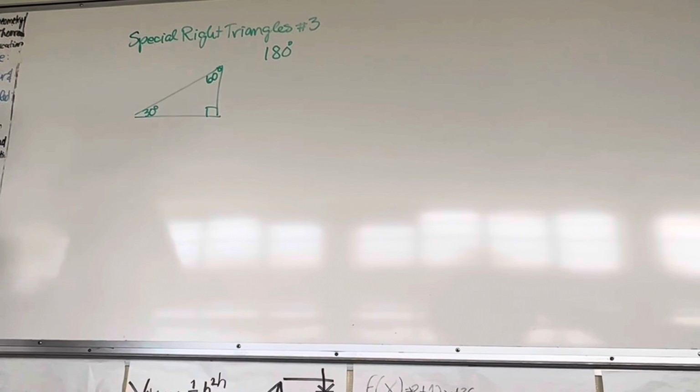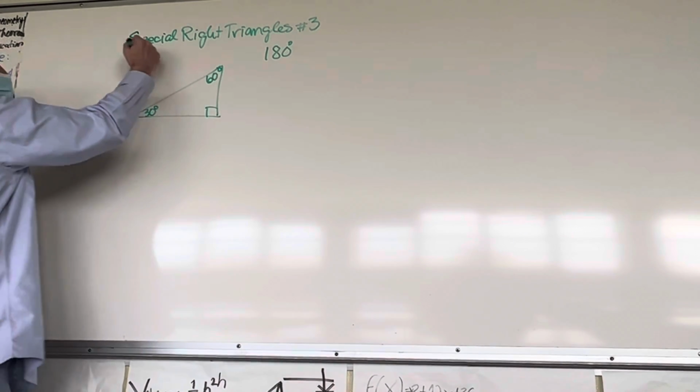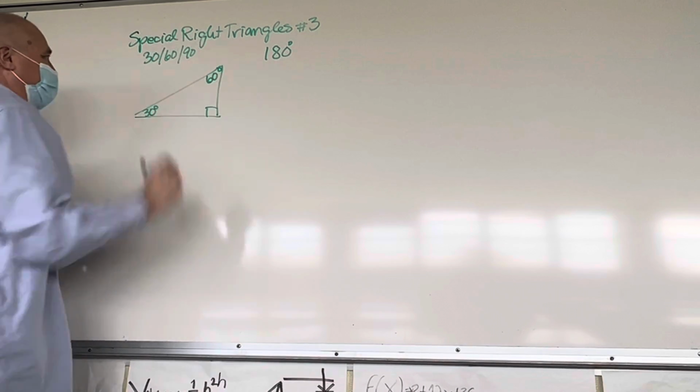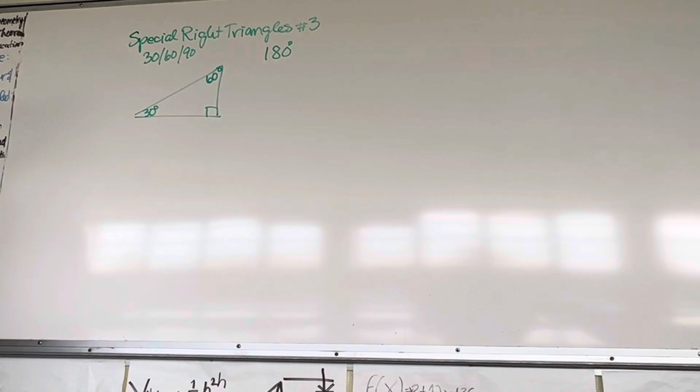Okay, so special rights. That's why we call this one 30, 60, 90. Why is it special? Because it has consistent ratios to the side lengths. If you know one side length on a 30, 60, 90, you know all the side lengths. And this is what's so exciting about it.